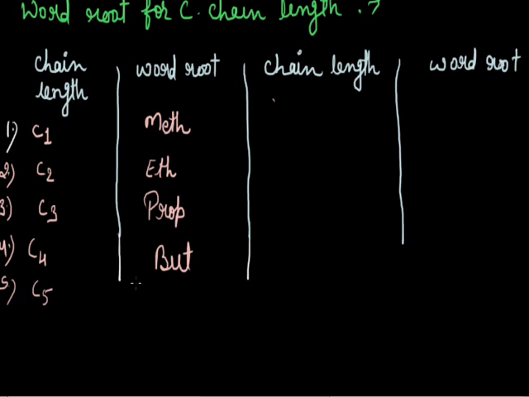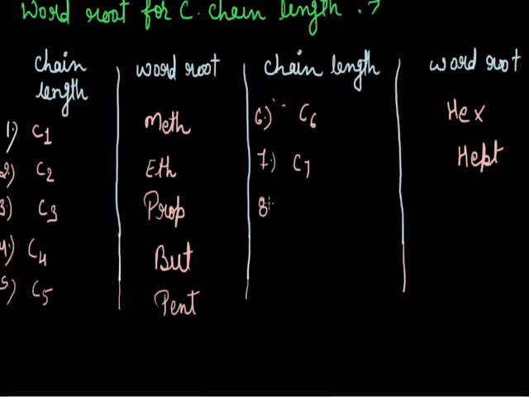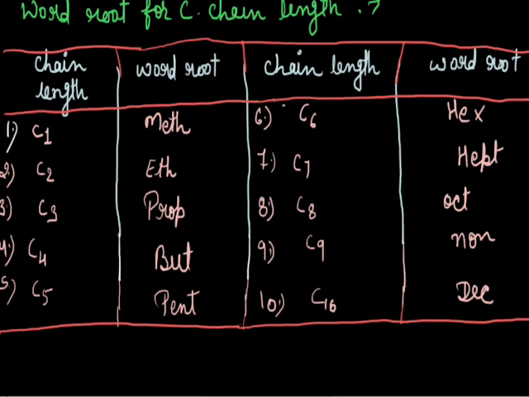If five carbon atoms are present, then we will use pent. If six carbon atoms are present, then we will use hex. If it is seven, then we will use hept. And if it is eight, then we will use oct. If it is nine, then we will use non. And if it is 10, that means 10 carbon atoms are present in our parent carbon chain, then we will use dec.